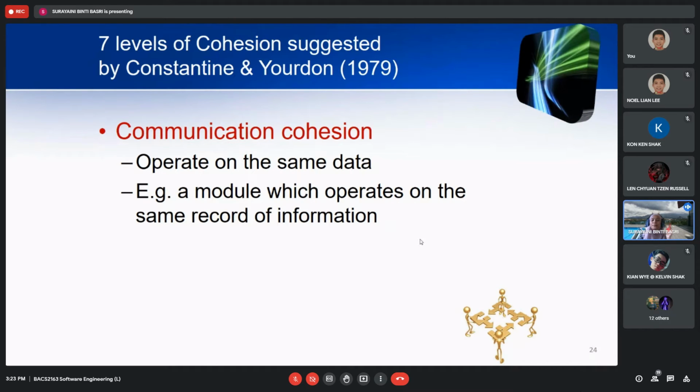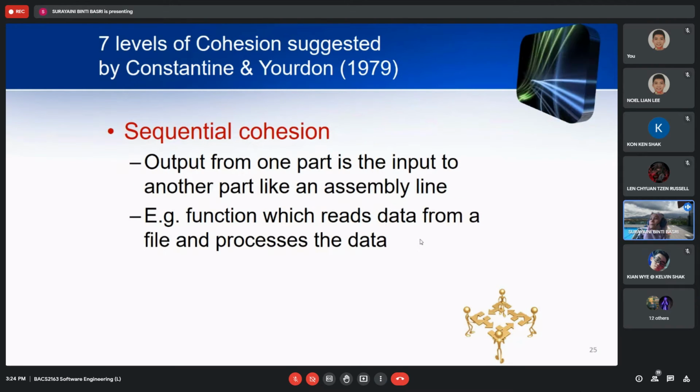So it is operating on the same information, or because it is sharing the same data. So it is better than the previous, but it is not as good as sequential cohesion. Sequential cohesion is where you group the functions or modules inside your system based on the output from one part being the input to another part, like an assembly line.